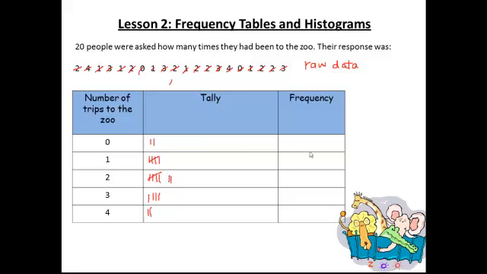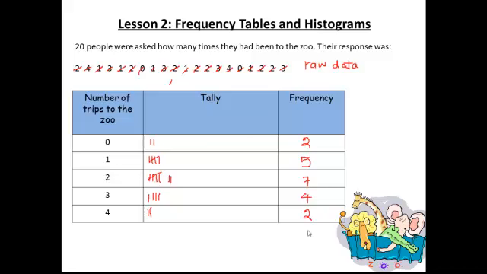So in the frequency column right here, we're going to put how many times people said 0. So we've got 2 people that said they went to the zoo never, and then I've got 5 people in this 1 trip to the zoo. 7 people made 2 trips to the zoo. 4 people made 3 trips to the zoo, and 2 people made 4.